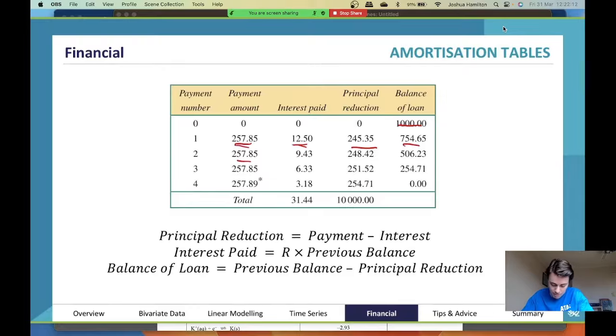Same thing, you're paying off the same amount. This time the interest got smaller because it's a smaller principal, and therefore you paid off slightly more, and so forth, and eventually get down to zero. So that is an amortization table.